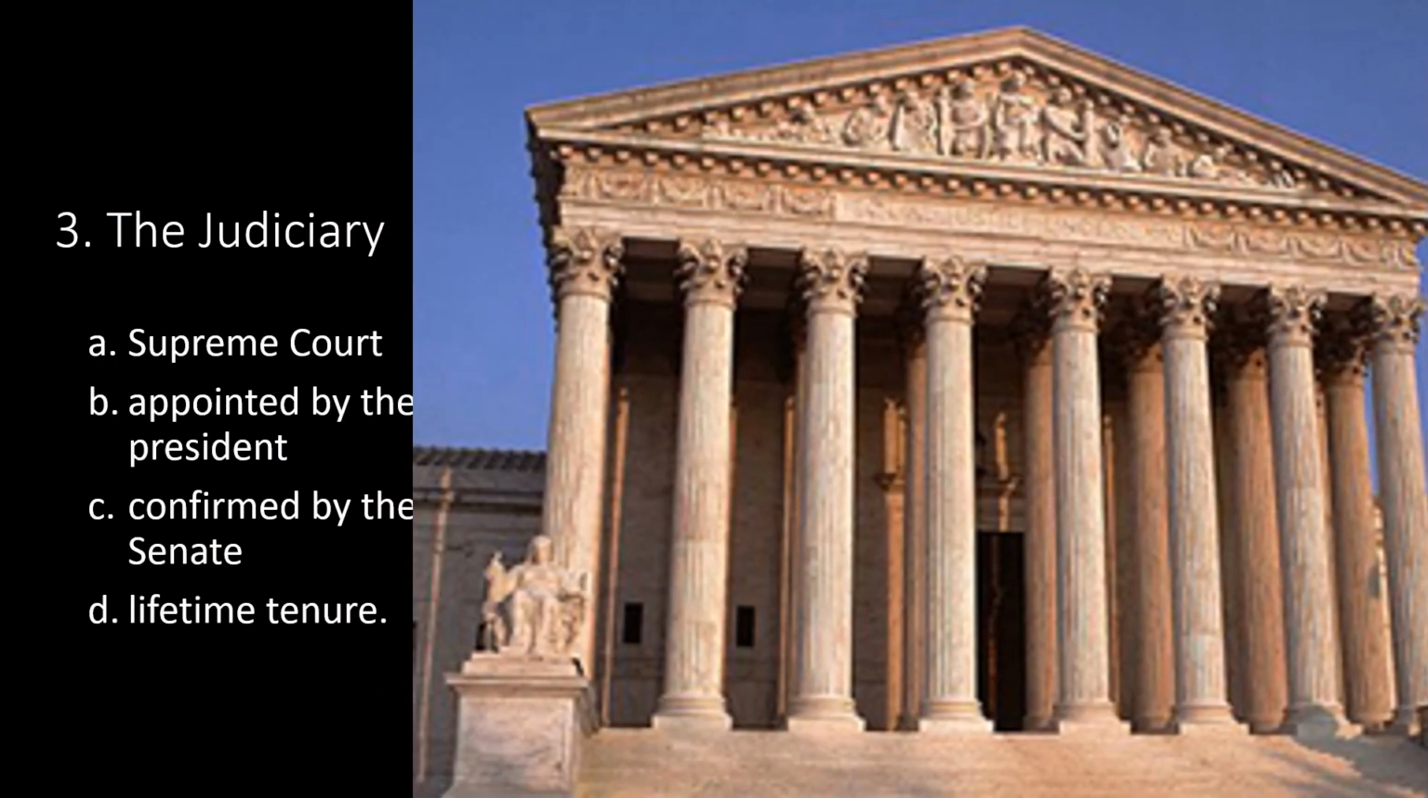The judiciary, the Supreme Court, is composed of judges appointed by the president but confirmed by the Senate, and they're given lifetime tenures. The reason they were given lifetime tenures is because it was believed the Supreme Court wouldn't become political, to keep the politics out of it. And whenever there was a vacancy, the president would make an appointment.